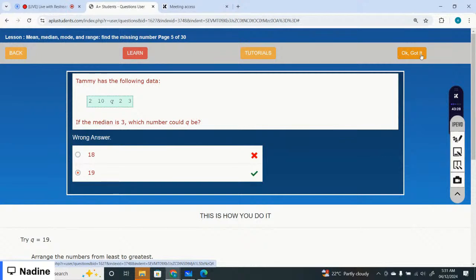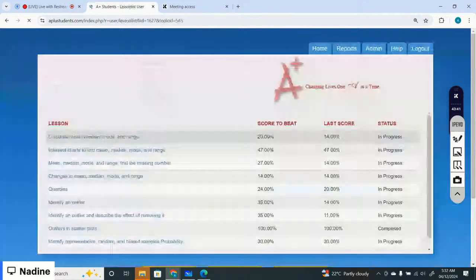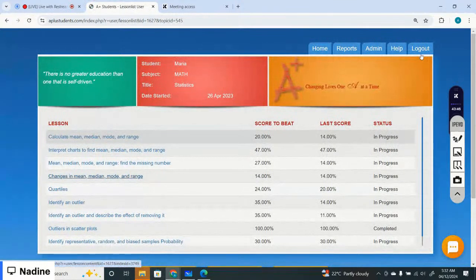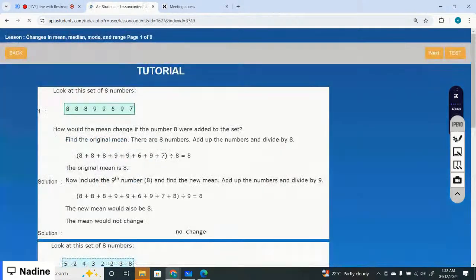Okay, you can complete the lesson by yourself later today. Let me just move on to the next lesson. The next lesson is changes in mean, median, mode, and range. Look at the set of 8 numbers. How would the mean change if the number 8 were added to the set?